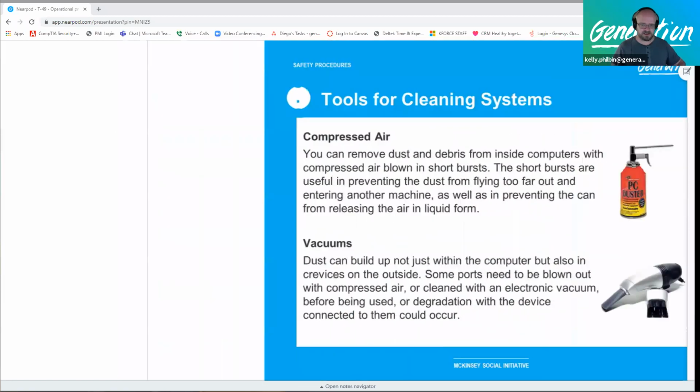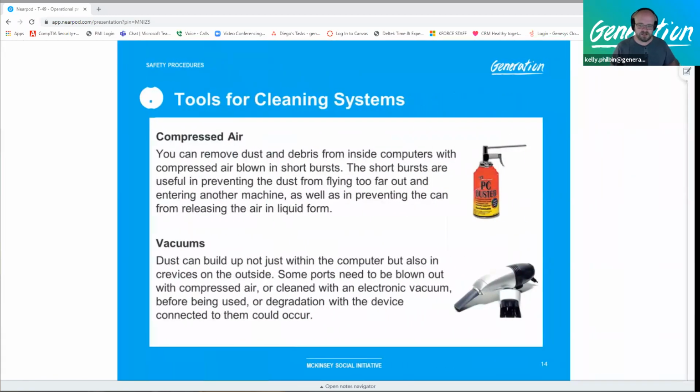All right. Tools for cleaning. Let's see here. Camille, can you please help us out?